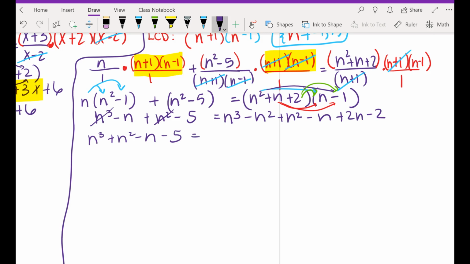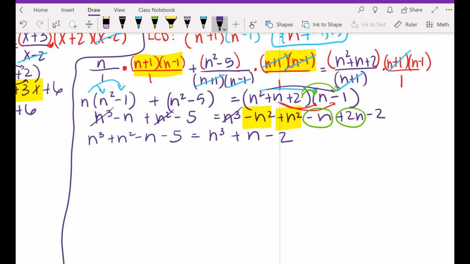Over here on the right, I have 1n to the third. Any n squares? Let's see. We have a negative n squared and a positive n squared. Those two are just going to cancel themselves out. Then we have a negative n and a positive 2n. So those will have a remaining of an n. And then drop a minus 2 over.